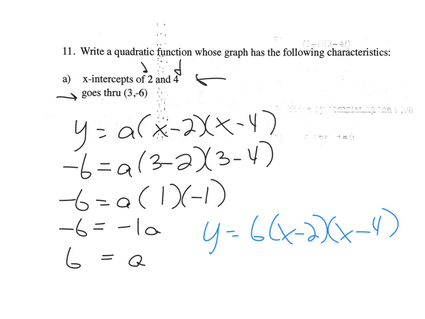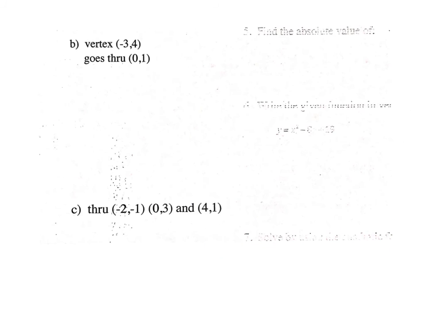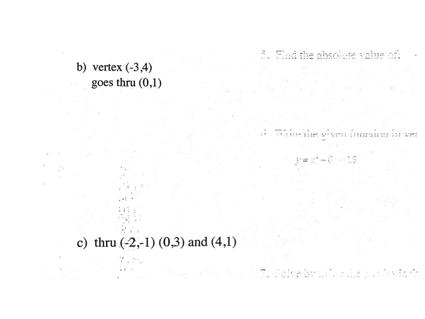Actually, it may be on the same slide. Let me see here. Nope. Okay, there's part B. This time they gave you the vertex. Remember, use what they give you. If they give you the vertex, use vertex form. So I'm going to say y equals a times (x plus 3) squared plus 4.